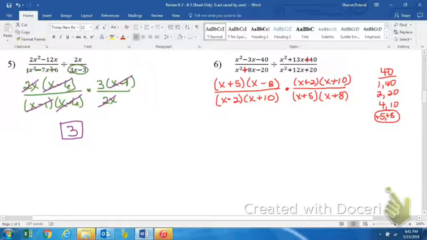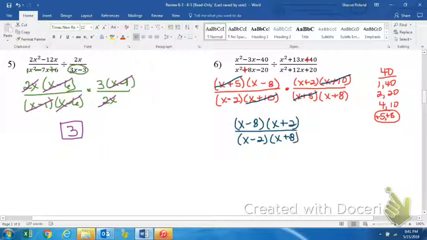X plus 5's top and bottom cancel. They have an x minus 8 and an x plus 8. That is not the same thing. You have an x plus 2 divided by x minus 2, not the same. But the x plus 10s cancel. So we have x minus 8 times x plus 2 over x minus 2, x plus 8. And that's your answer.